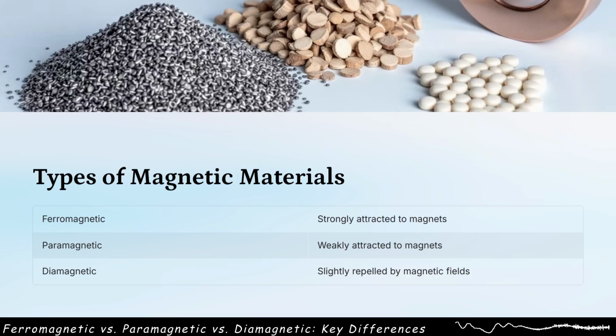Paramagnetic materials are like the shy ones who show some interest but need a lot more encouragement. They're attracted, but weakly. And diamagnetic materials? They're like the complete opposite. They actually back away slightly when approached, just like how some students react when I announce a pop quiz.